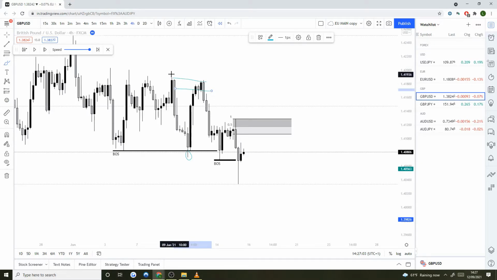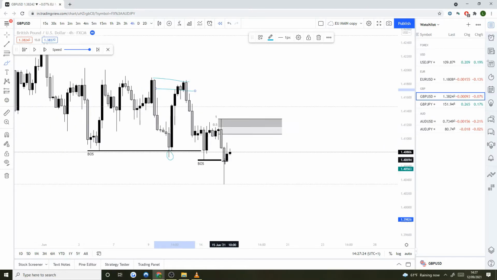So what we've essentially had is a break of structure, so the institutions pushing price down, and then a mitigation, or you might call it a pullback back into the high of this range. So what happens after it reaches the high? It fails to break up and it actually breaks down further. So we now have a second break of structure.